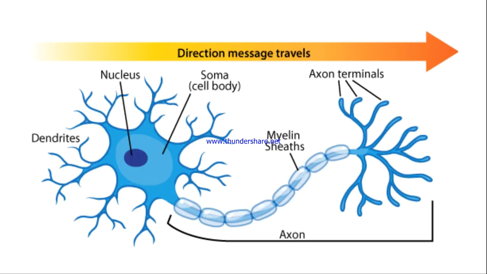Now as you can see over here, the axon is covered by a sheath, and this sheath is known as the myelin sheath, and the myelin sheath is formed by a special kind of cells which are known as Schwann cells. In between the myelin sheath, this area is known as the node of Ranvier.